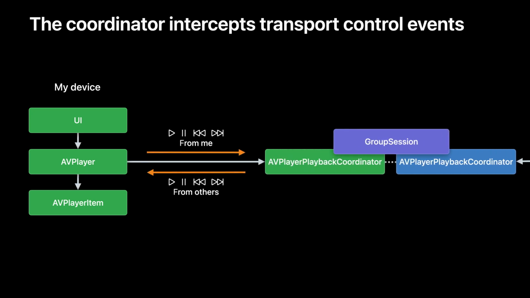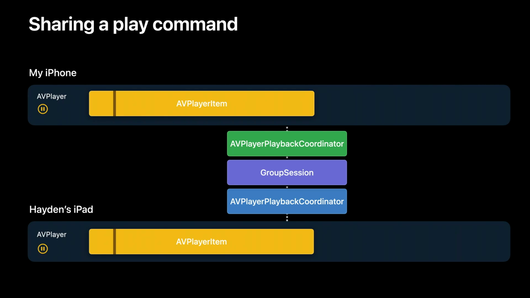The basic rule is the coordinator will intercept any transport control API, so any API that changes rate or current time. It takes those commands, figures out if it needs to coordinate them with someone else, and then, at the appropriate time, lets them take effect on AV Player. Let's look at an example.